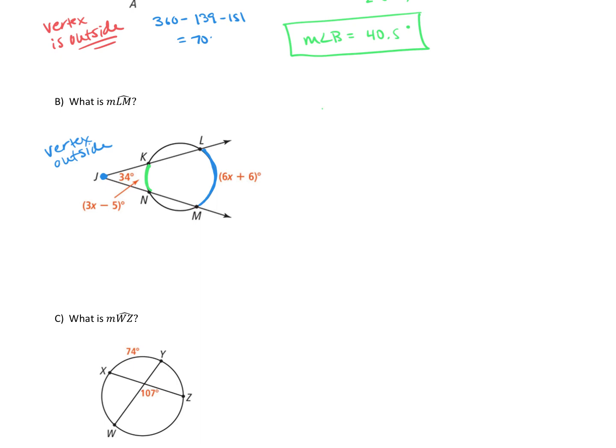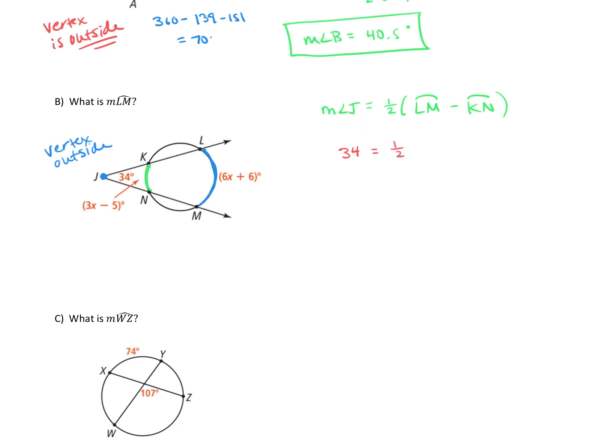So the measure of angle J is equal to half the difference of the arcs. It's always the outer arc, which is that arc LM, minus the inner arc KN. Okay, so in this example, we actually know the measure of angle J. They told us it was a 34-degree angle right here. So we're going to plug in 34 degrees for angle J equals 1/2 times.